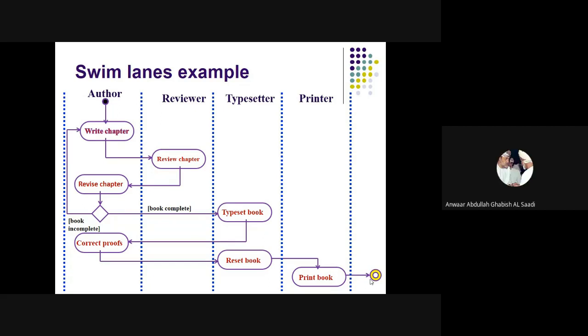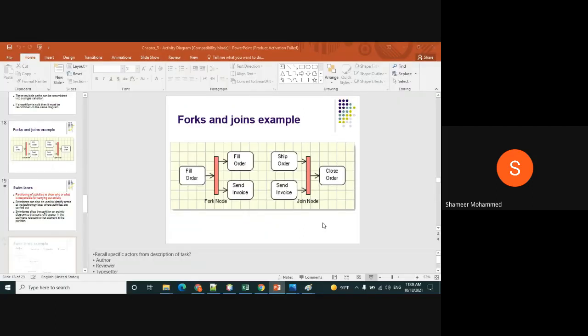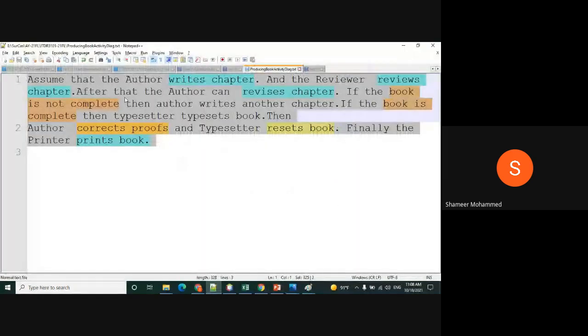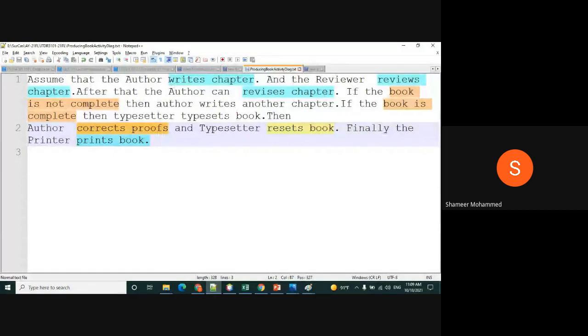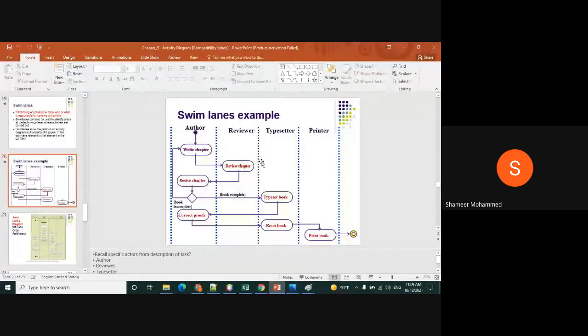Yes, mister. So same like this, you have to draw in draw.io. The question in the exam will be given to you like this. By reading this, you should underline such type of words: writing, reviewing, revising, printing. Then find out the actors. Then you can draw the diagram like this.